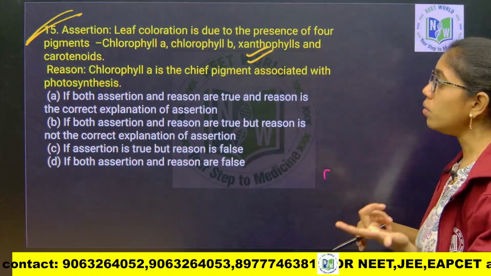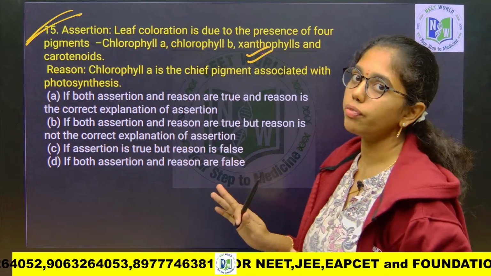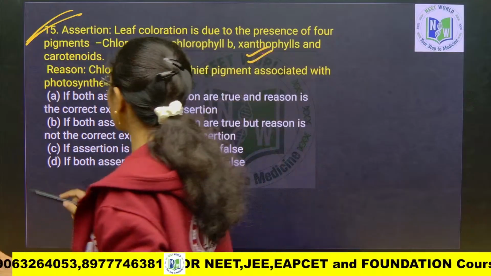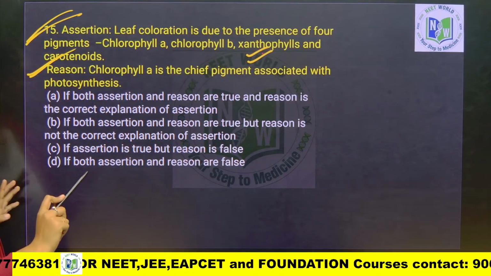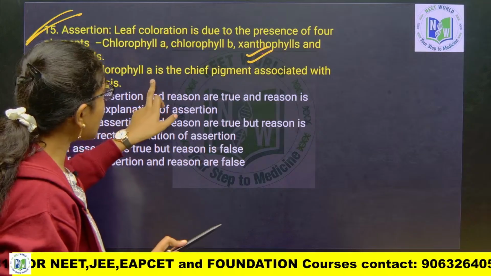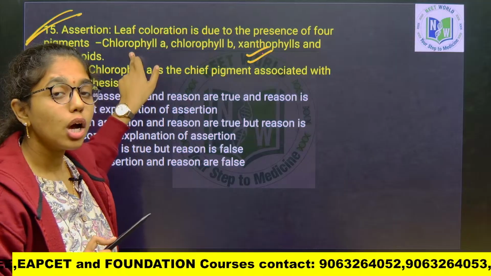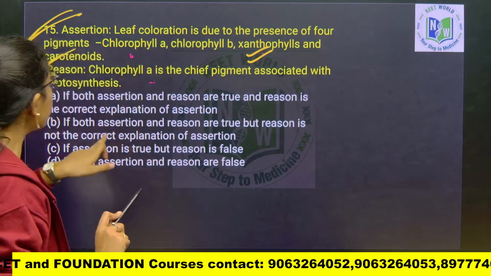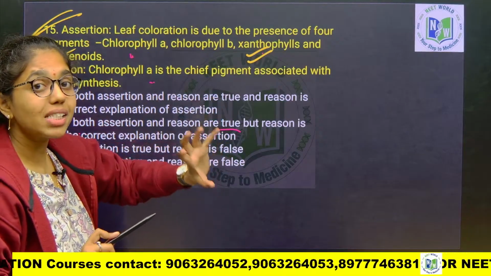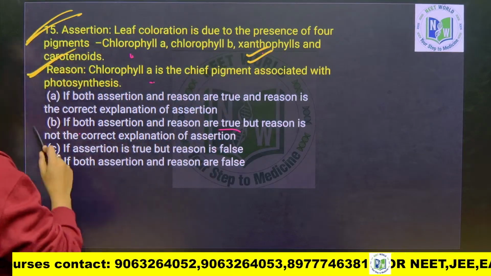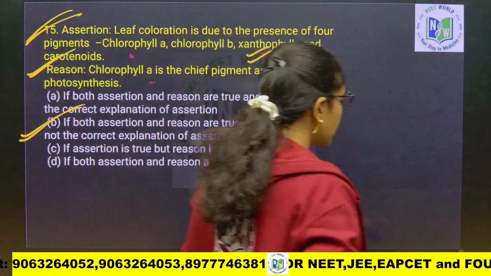Reason you look into: chlorophyll A is the chief pigment associated with photosynthesis. Yes, chlorophyll A is the chief pigment associated with photosynthesis, but then the reason is not explaining the assertion. In that case, what option do we have to choose, beta? Both assertion and reason are true, but reason is not the correct explanation of assertion. Option B will be the correct answer. Clear now, beta?